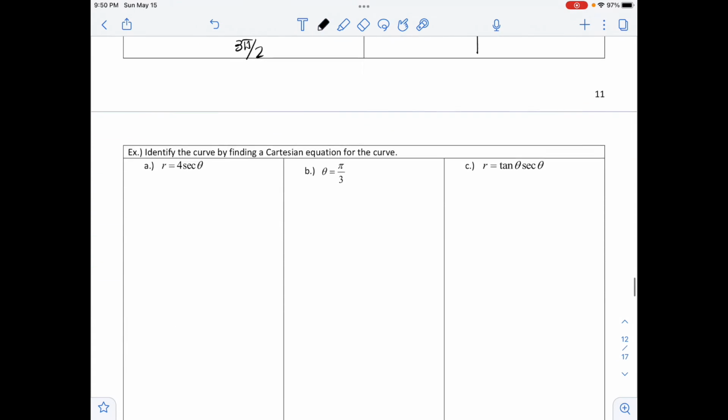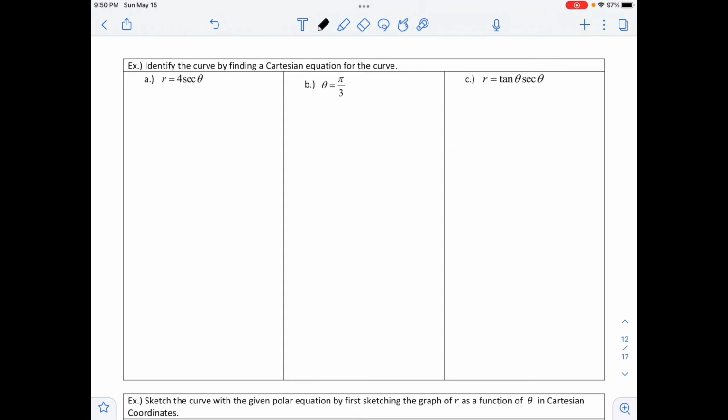The example on the next page says to identify the curve by finding the Cartesian equation for the curve. So part A says r equals 4 secant theta, and we know that r is equal to 4 times secant theta, which is the same as 1 over cosine of theta, and then we know that we can multiply both sides by cosine of theta, and we would have r cosine of theta equal to 4. And from our formulas earlier that we derived, we know that r cosine theta is equivalent to x. So this is equivalent to the equation x is equal to 4. And so this is just a vertical line.